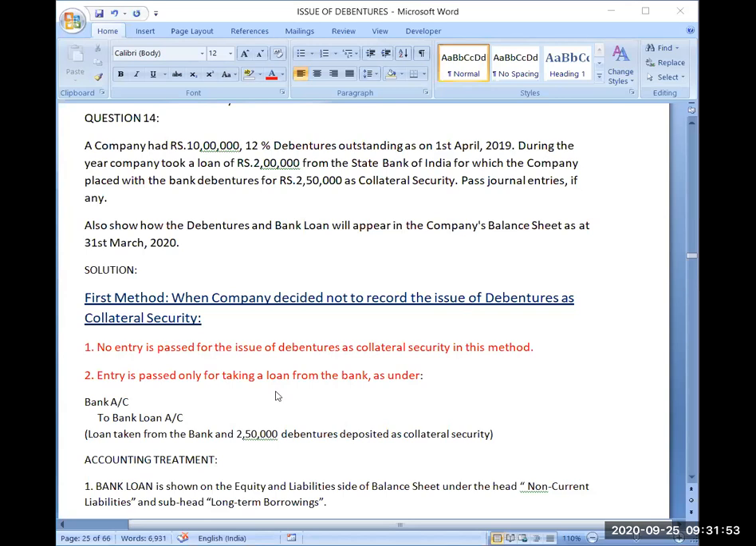No journal entry will be passed for the issue of debentures as collateral security. But obviously we are borrowing something from a bank. That's why the journal entry for taking that loan will be passed. So we will record the journal entry for taking the loan, but we will not record any entry for the issue of debentures as collateral security.